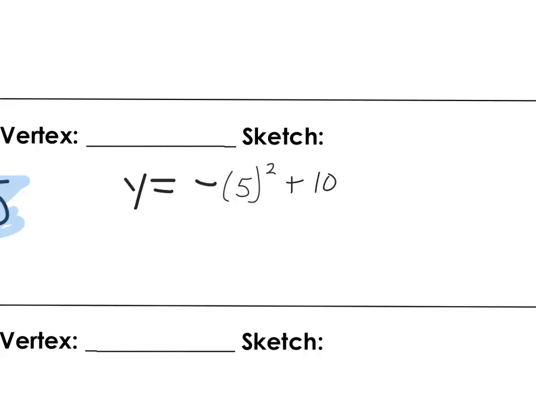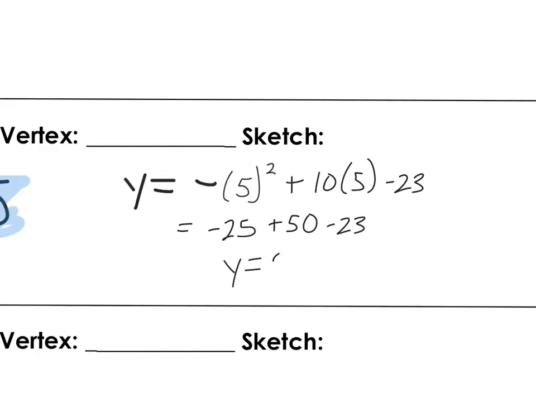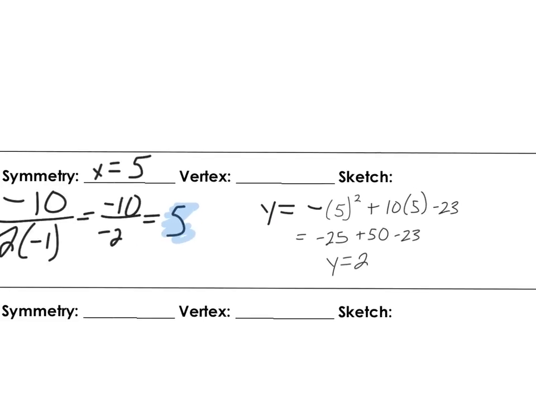That's plus 10 times 5 minus 23. And if you solve this, you get negative times 25, so it would be negative 25 plus 50 minus 23, which would give you y equals 2. So your vertex is going to be 5, 2.